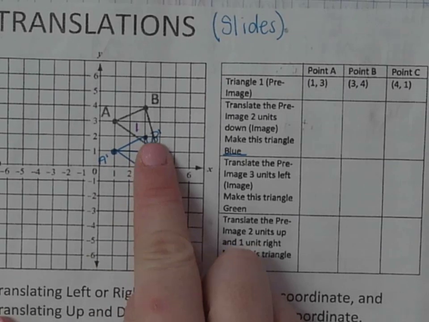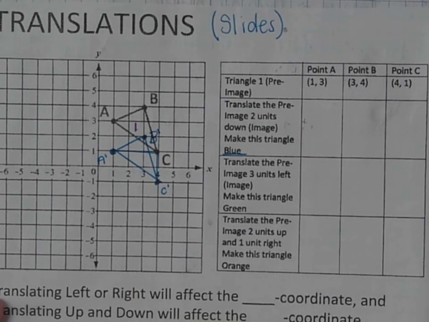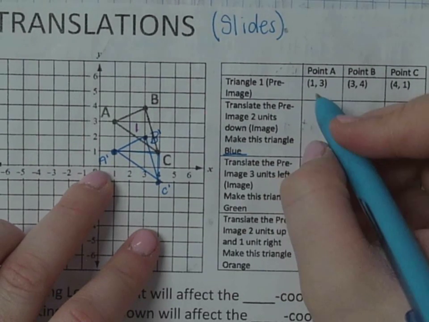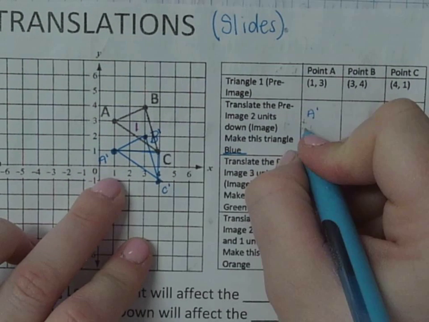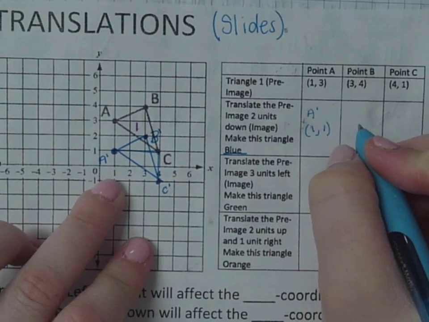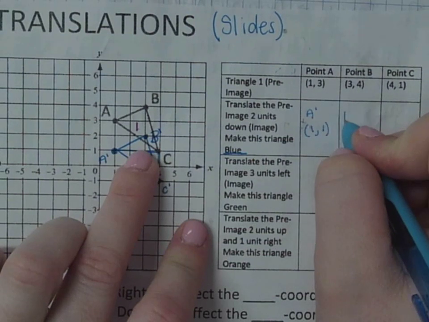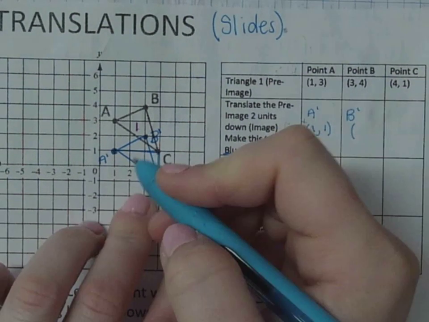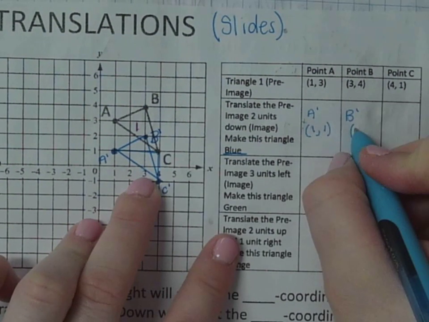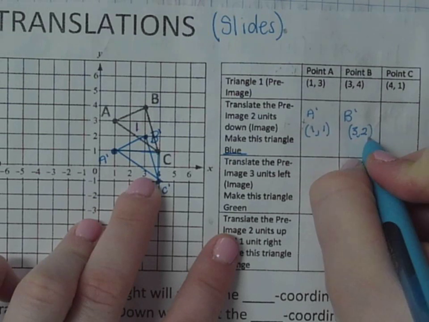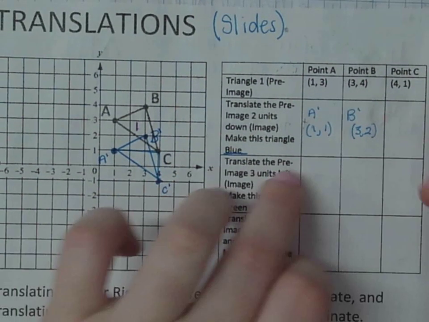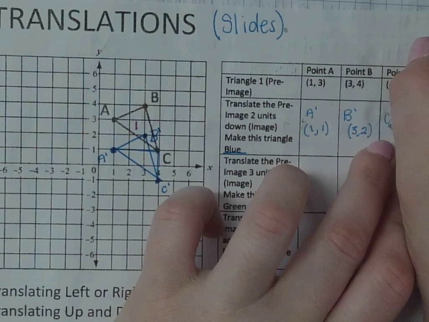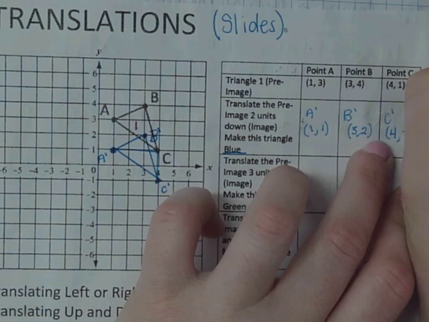So we have A prime, B prime, C prime. Now let's list the points. A prime is at 1, 1. B prime is at 3, 2. C prime is at 4, negative 1.